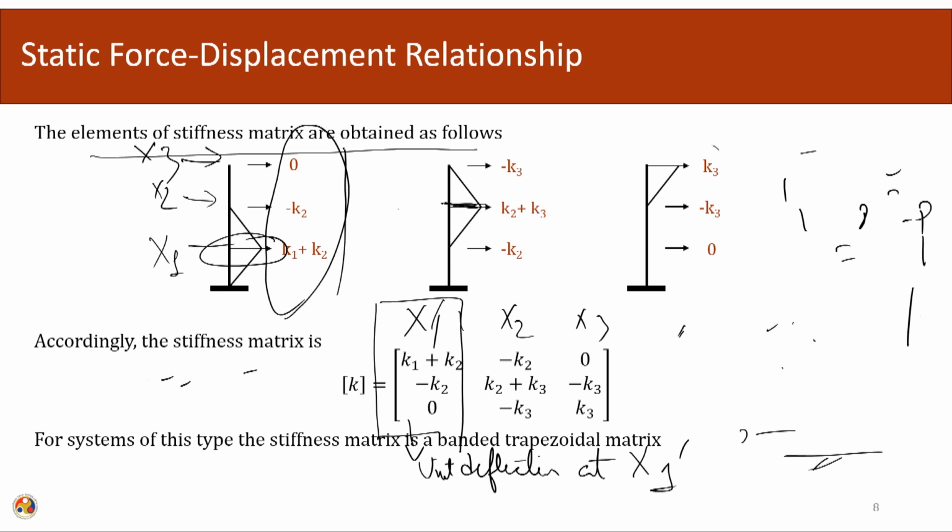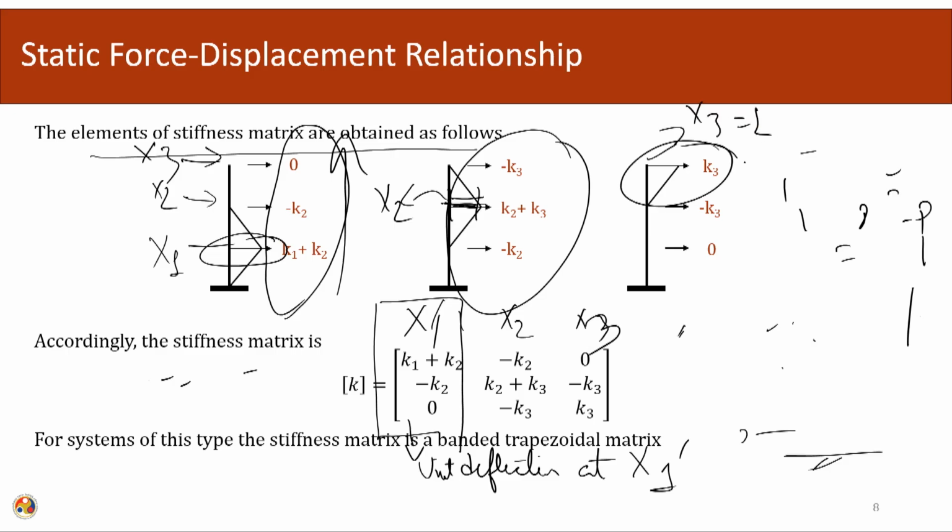So, these are the values of the forces at the corresponding 3 degrees of freedom. Similarly, for the second case, we are giving a unit displacement at x2, and we are trying to calculate the forces required to cause this deflected shape. Similarly, for the third case, we are giving a unit displacement x3 equals 1 and we are trying to calculate the required forces. So, this is how we calculate the stiffness matrix.